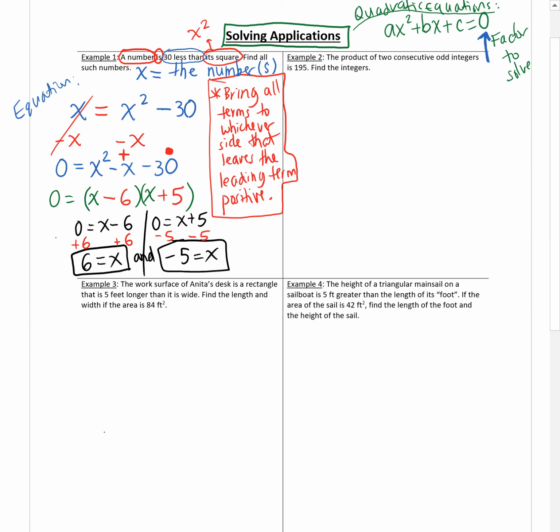So those are our 2 solutions. Those are the numbers that are 30 less than their squares. That's kind of a complicated statement, but as long as we translate it into an equation, it should be fine, and we'll solve it.